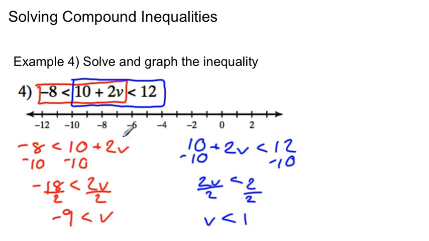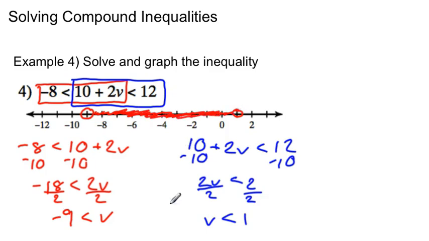When I go to graph this, I have at -9 a circle. v has to be bigger than -9, so we'll go this way. Over here, v must be less than 1, and so we would shade to this part, and we can see our AND statement pop out of this.